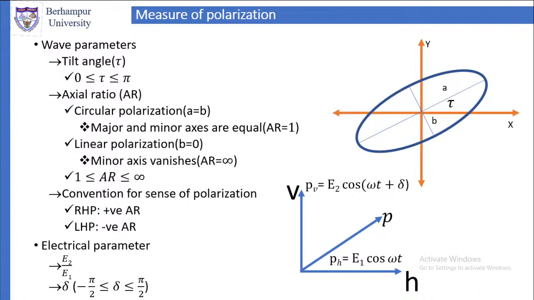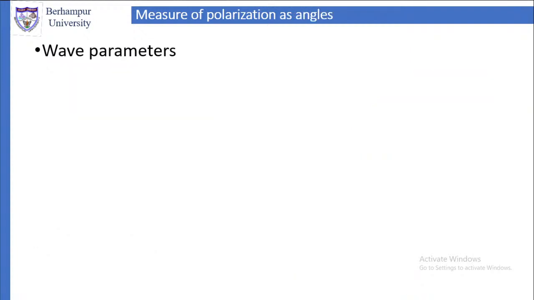It will be easier to do the design or the analysis if we have everything in terms of angle or everything in terms of number. Let us try to do that in terms of angle. So, measure of polarization as angles, not in terms of number. We will try to eliminate the numbers and concentrate only on angles. So let us start with the wave parameters, which give us the measure of polarization.